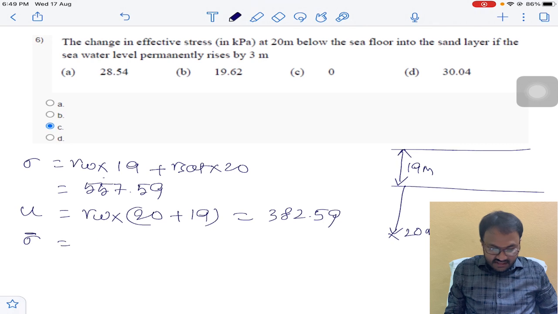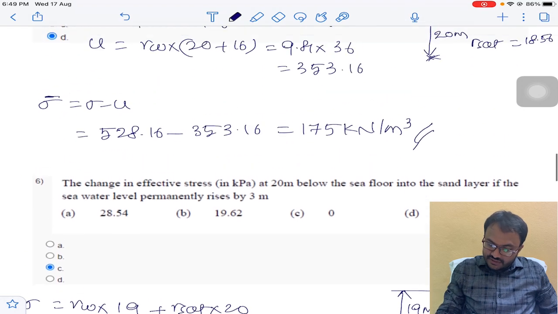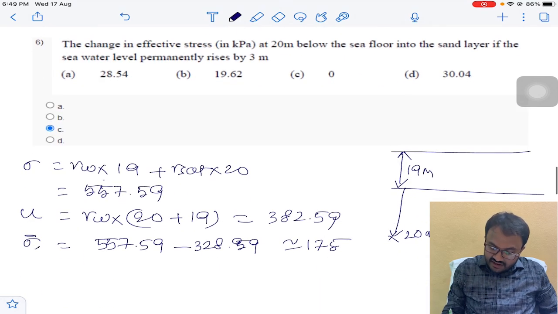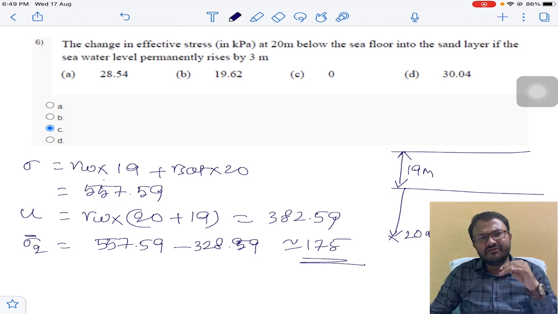Effective stress in this case is 557.59 minus 382.59. Again it will be 175. So in the earlier problem it is sigma 1 bar as 175, and now in this problem sigma 2 bar as 175. So by raising the water level 3 meters permanently, there is no change in the effective stress.